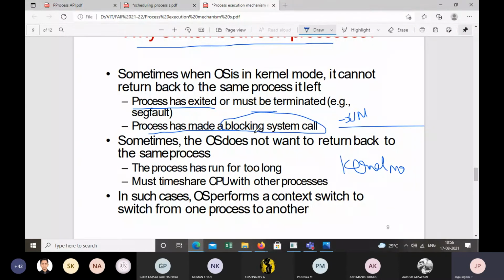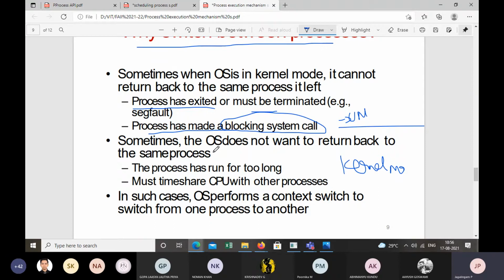Now, what do you mean by a blocking system call here? The process has requested the operating system to do some job, right? The process may need some data from the disk, so it has issued the request. Therefore, the process is blocked. At that point of time, when the CPU is in the kernel mode, it will not go to the process which is blocked, right?